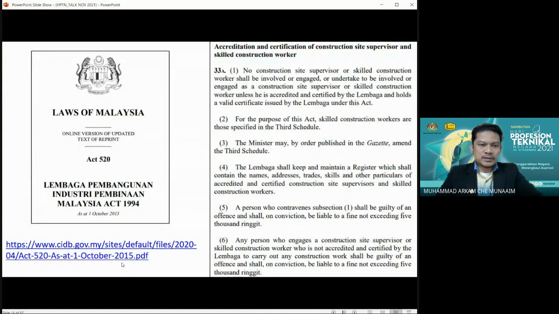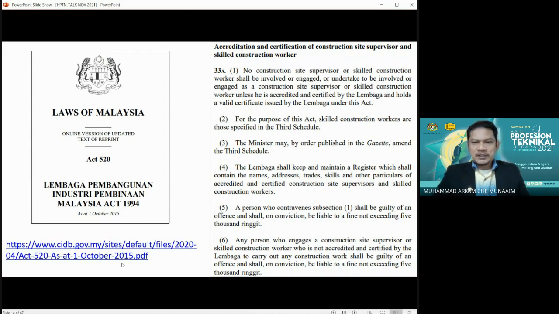Okay, now we look into this snapshot of the Act. Accreditation and certification of construction site supervisor and skilled construction worker. No construction site supervisor or skilled construction worker shall be involved or engaged, or undertake to be involved or engaged, as a construction site supervisor or skilled construction worker unless he is accredited and certified by the Lembaga and holds a valid certificate issued by the Lembaga under the Act.